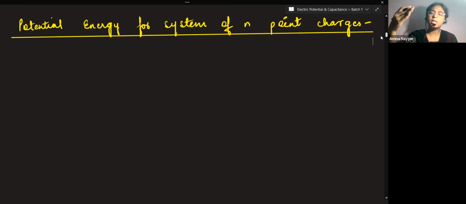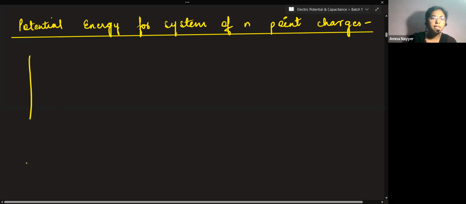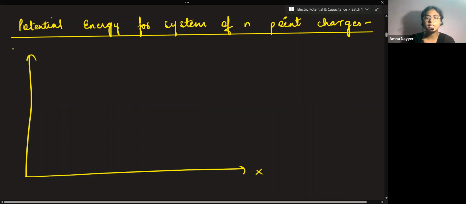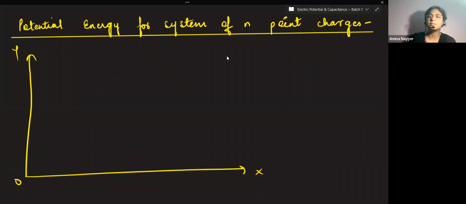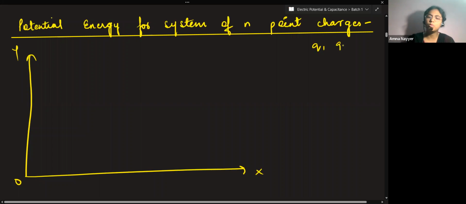Before that, we discussed if we had only two charges in the system. Now, if we have more than two charges, n number of charges present, similarly I'll draw it on the coordinate system. This is the x-axis, this is the y-axis, this is the origin. So I have various charges, Q1, Q2, Q3, Q4, Qn. N number of interacting charges are present.